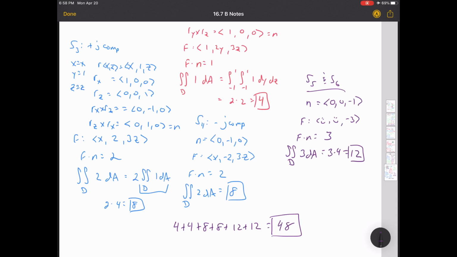This is actually going to be something that will be made much easier when we get to 16.9, but for right now, that is how you would do the surface integral of the flux of that cube.